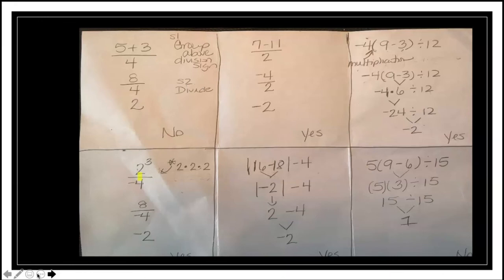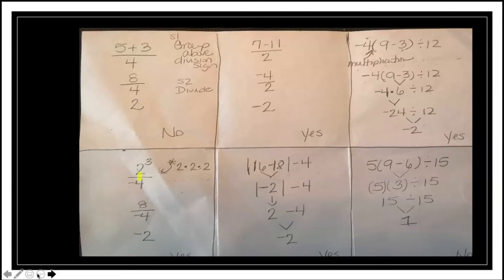So 2 to the third power divided by -4. Again, 2 to the third power means take that base and multiply it that many times, the exponent number of times. We have 2 times 2 times 2, which gives us a number 8. And we divide that by -4, we get an answer of -2.